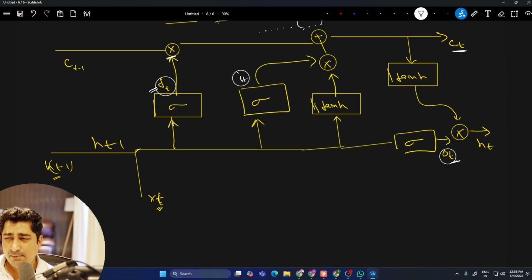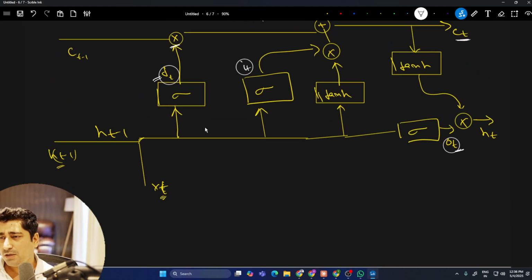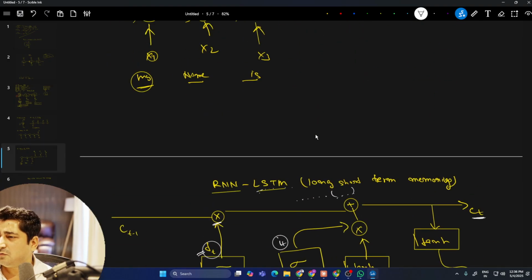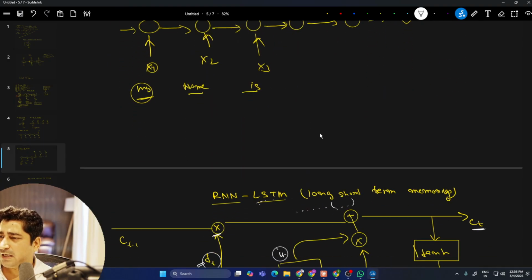Okay, so one by one, let's talk about the forget gate, and then let's talk about the input gate, and then talk about the output gate in terms of its mathematical equation, by which you will be able to understand things in a much better way. But before that, let me give you a quick recap about the analogy.